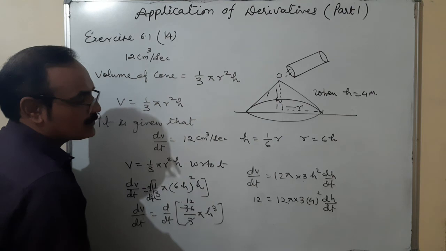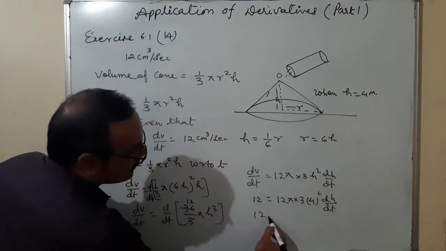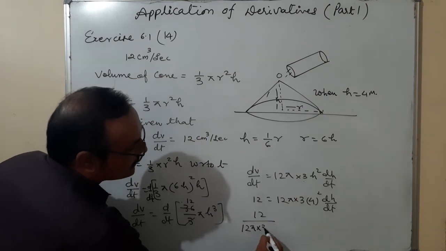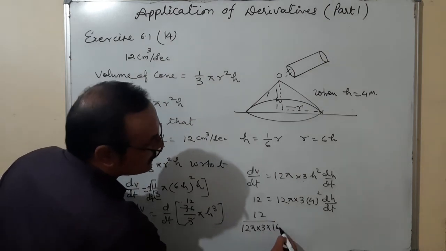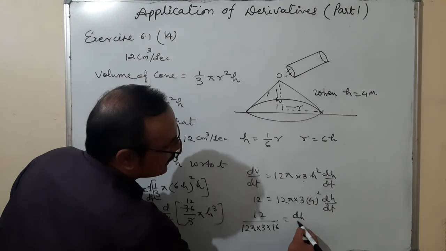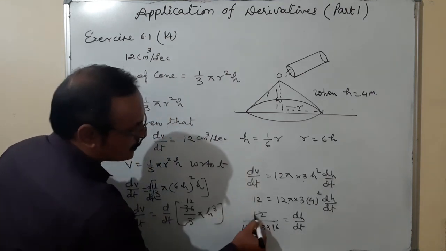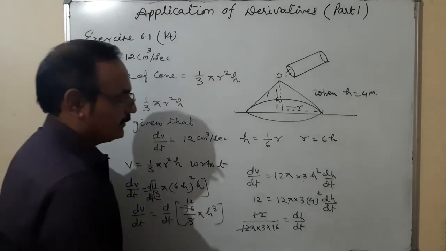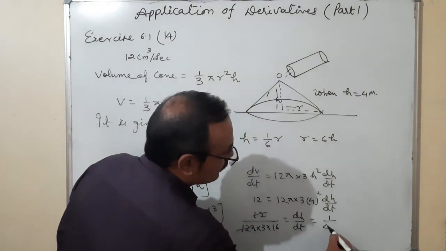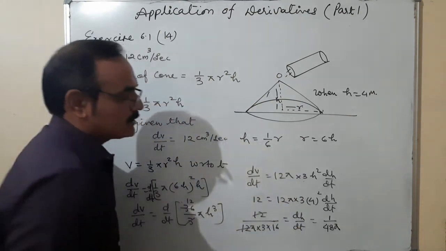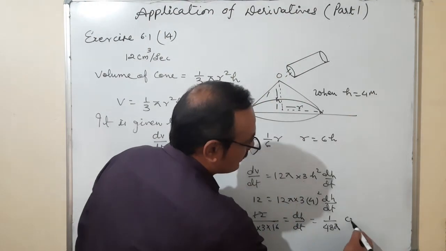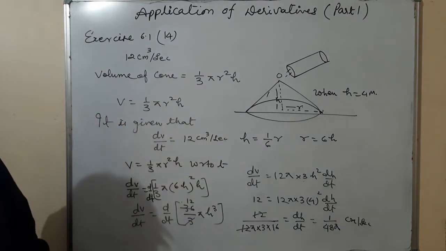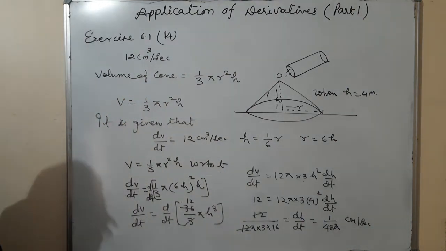For finding dh by dt, we have to shift all the terms here: 12 upon 12 pi multiplied by 3 into 4 squared, that is 16, is equal to dh by dt. So 12 cancels, and it comes 1 upon 48 pi. And what is the unit of this height rate? Centimeter per second. So the rate of change of height is equal to 1 upon 48 pi centimeter per second.